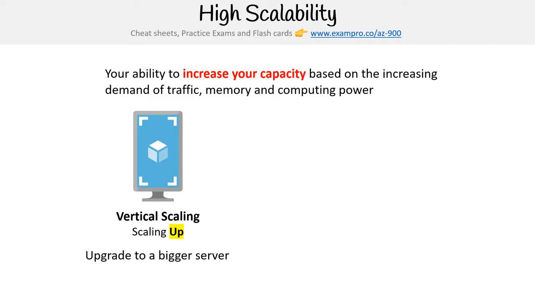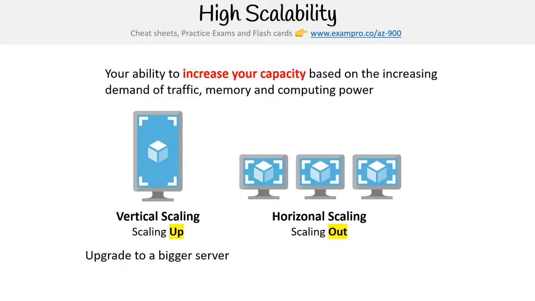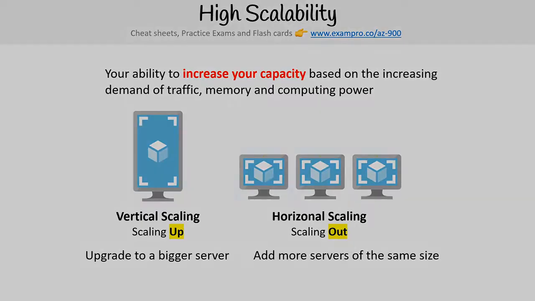That's vertical scaling. But there's another kind of scaling called horizontal scaling. And horizontal scaling is described as scaling out. And what you're doing is you're just adding additional servers, because we saw with high availability, we have a load balancer. We can distribute traffic to multiple servers, and 3 servers can equal the same thing as one big server. So horizontal scaling is when we add more servers of the same size.